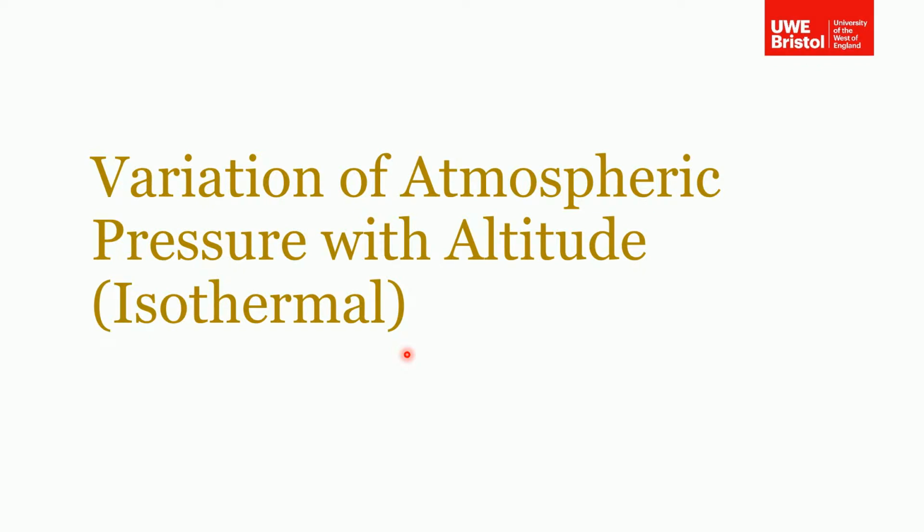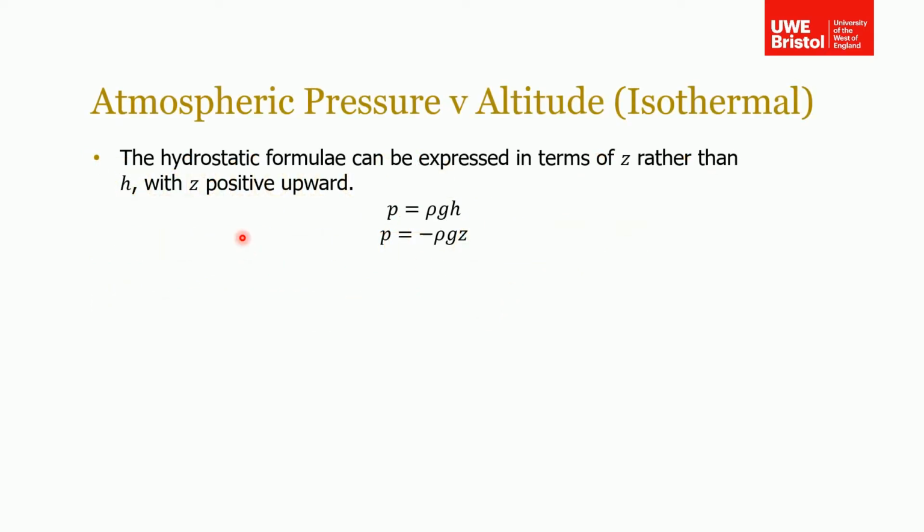In this section, I'm going to show you how to derive the equations to work out the atmospheric pressure at a given altitude for an isothermal layer. Okay, so we're just going to start off with the hydrostatic pressure formula, which you derived in the last lecture. So pressure is equal to rho g h. Hopefully that's familiar to you.